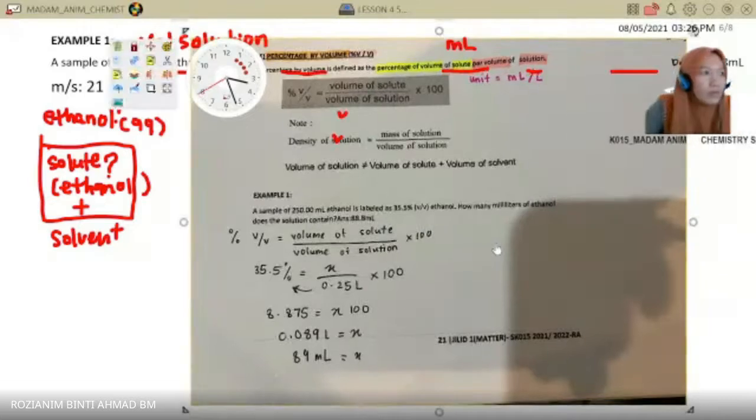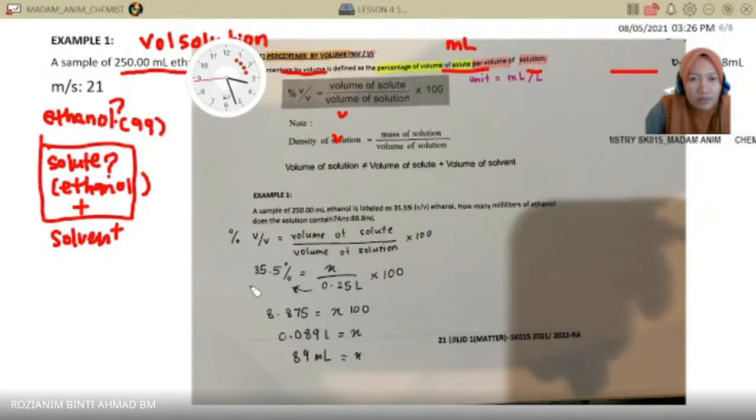Okay. So for this area, we check. Okay, dia masukkan value 35.5%. Dia tahu dia nak cari volume solute, volume solution dah memang bagi, nampak dia convert kepada liter. Tak jadi masalah walaupun dia bagi ml. Okay, so this tak jadi masalah. And then darab dengan 100, so dia kira dapatlah X equal to 0.089 liter.